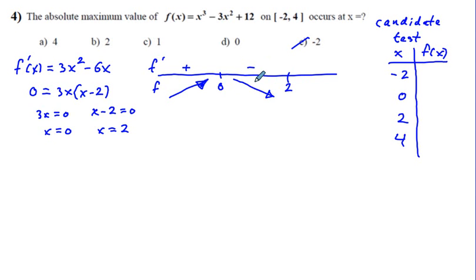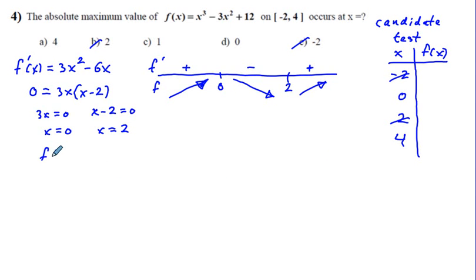So going down to 2, we know that can't be an absolute maximum at 2, so we cross out 2 as well. And then finally, between 2 and 4, we're going to have a positive times a positive, so we are going to be increasing. So really all we have to do is plug in 0 and 4, because -2 and 2 are disqualified. So let's go ahead and do that.